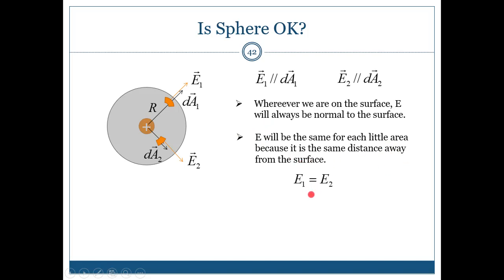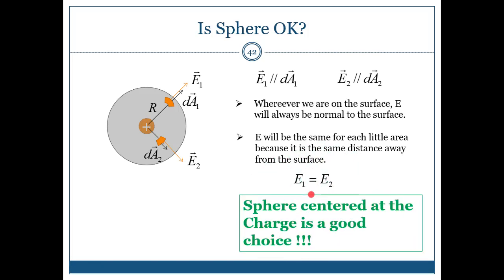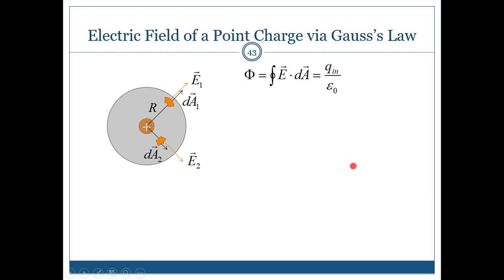So E field is uniform on the surface. So definitely a sphere centered at the charge is a good choice. Wonderful. All right, so let's do the math then. So this is what we do. We draw a Gaussian sphere around our charge. And on that sphere, E dot dA equals Q in over epsilon 0.